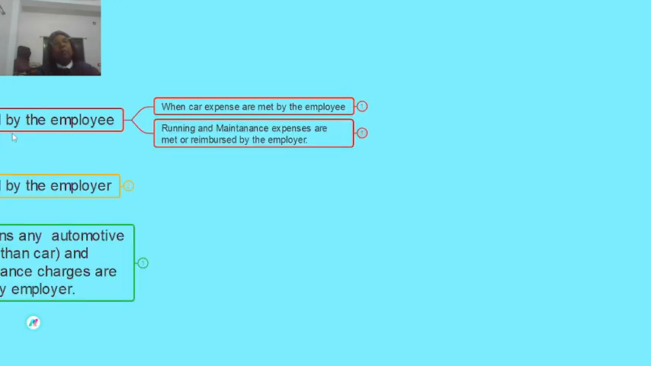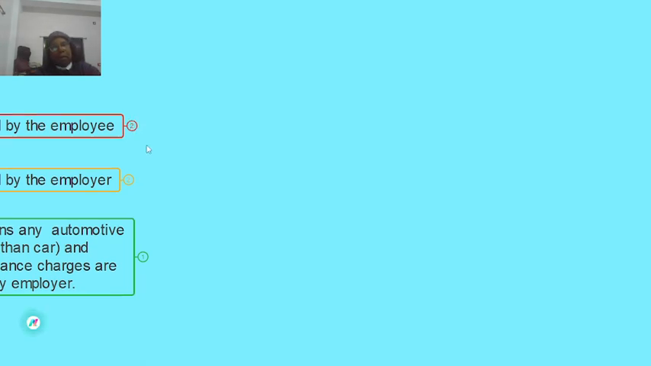So here, the most important thing is the purpose. If the purpose is personal, then the value of perquisite will be there. If it is partly for official purpose and partly for personal purposes, then the value of perquisite will be there.